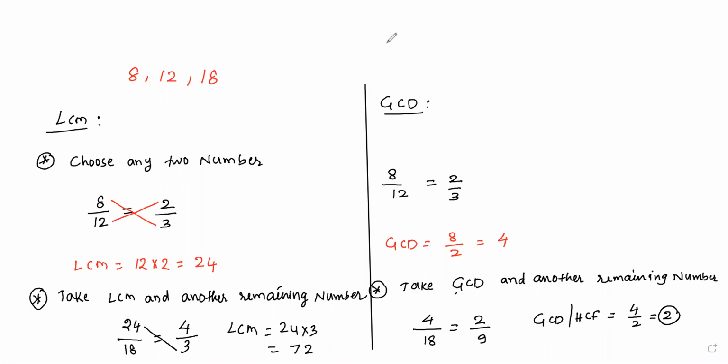Okay. So what about 4 numbers? Let us see. Suppose 6, 15, 24, 10. Now we are finding the LCM and GCD. So LCM, GCD.